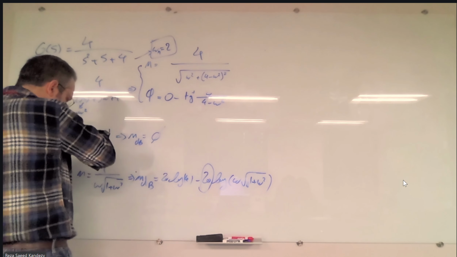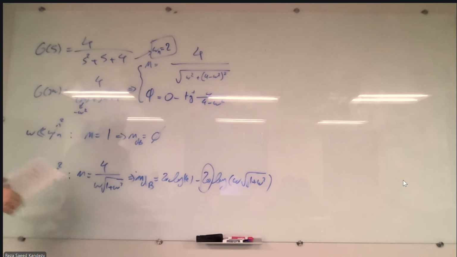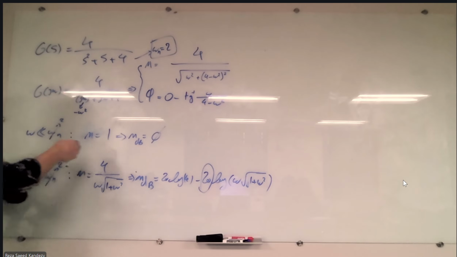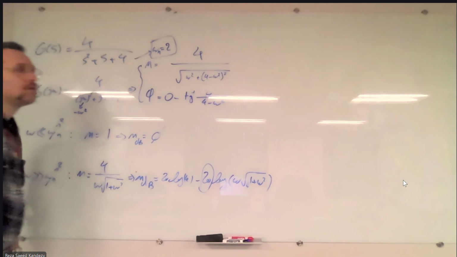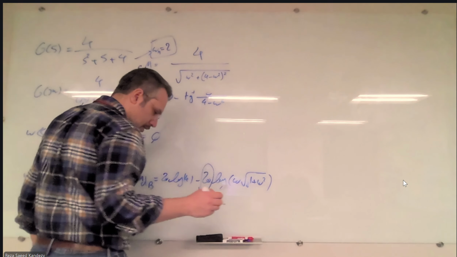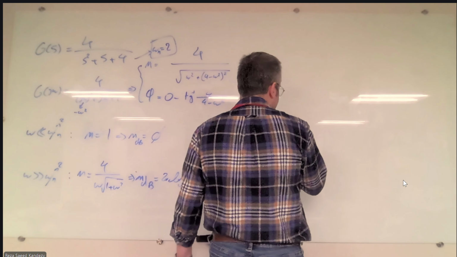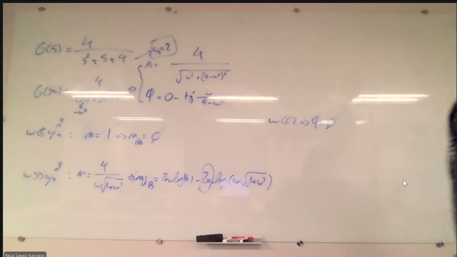if we have omega way less than 2, okay, way less than 2, then these two are neglected, right? We have 4 over 4, which is a constant number. So for omegas less than 2, our phi is 0. Are we good?